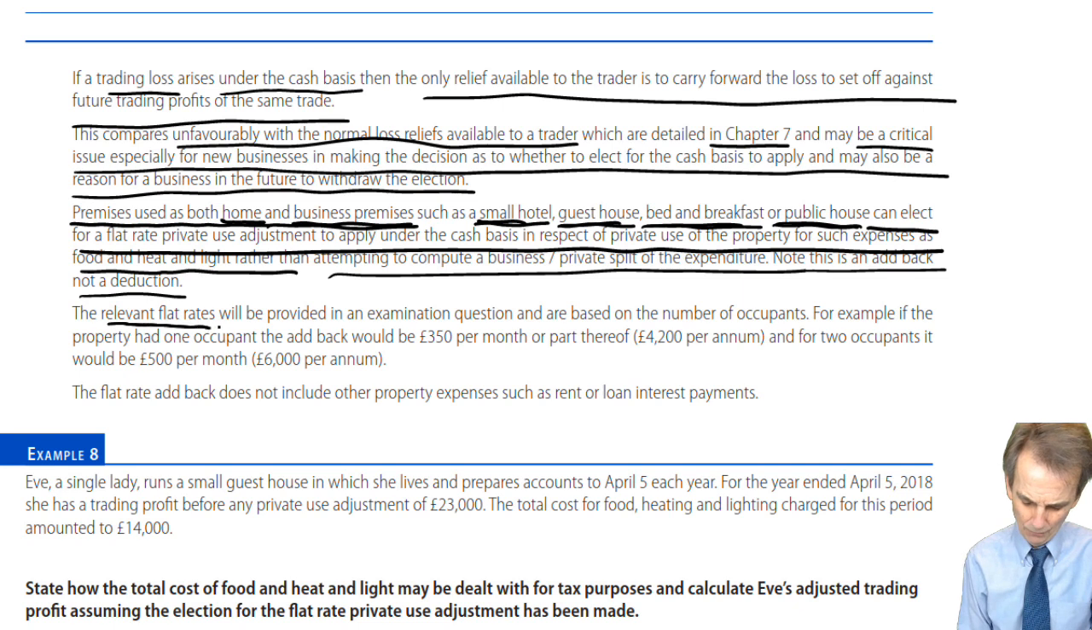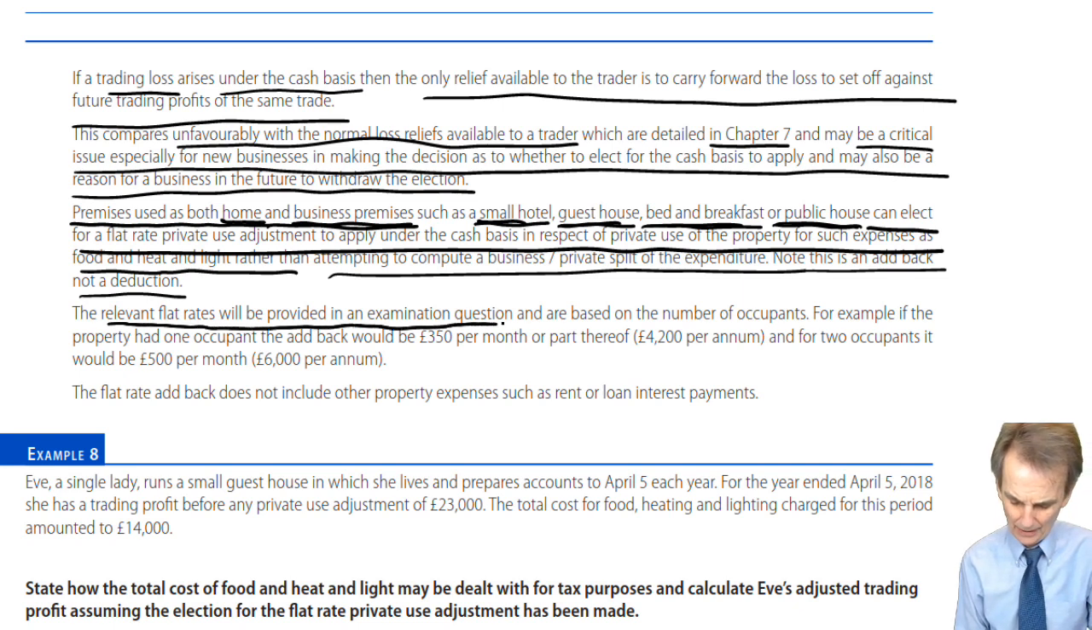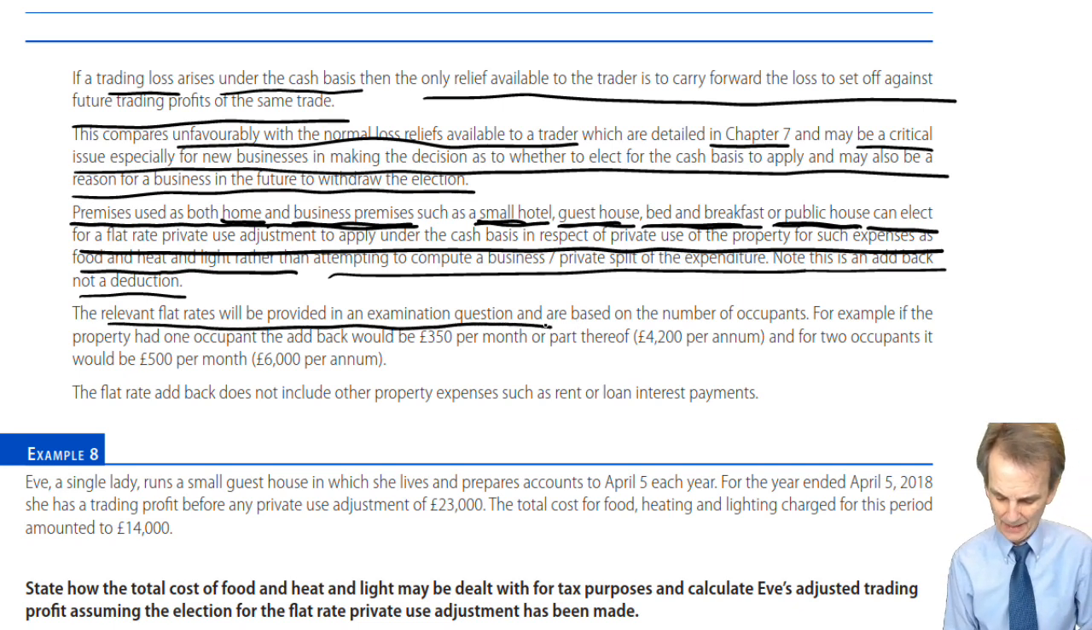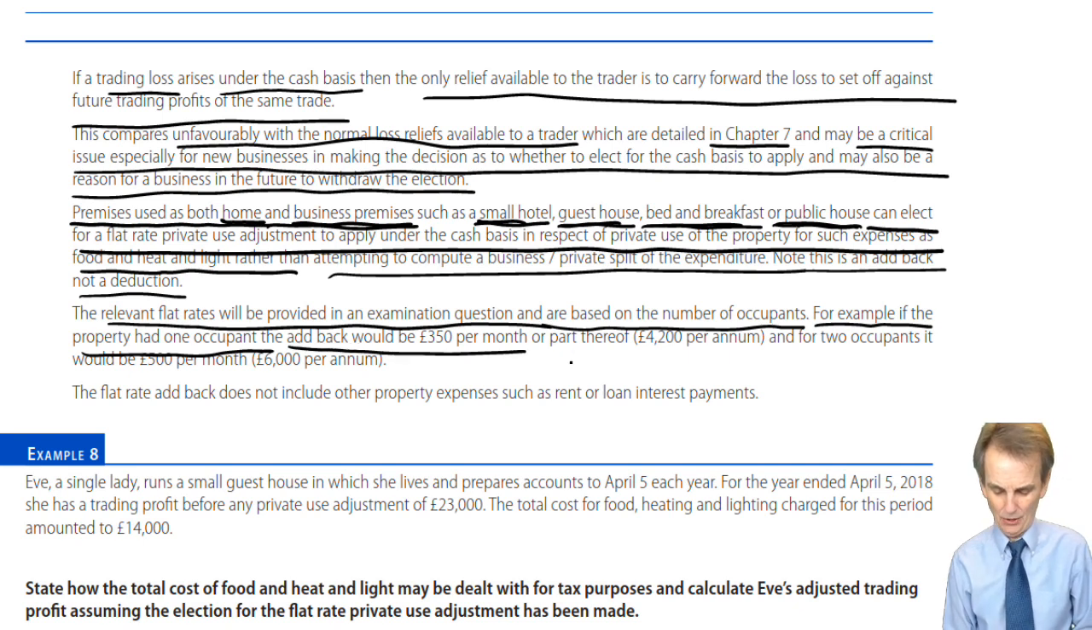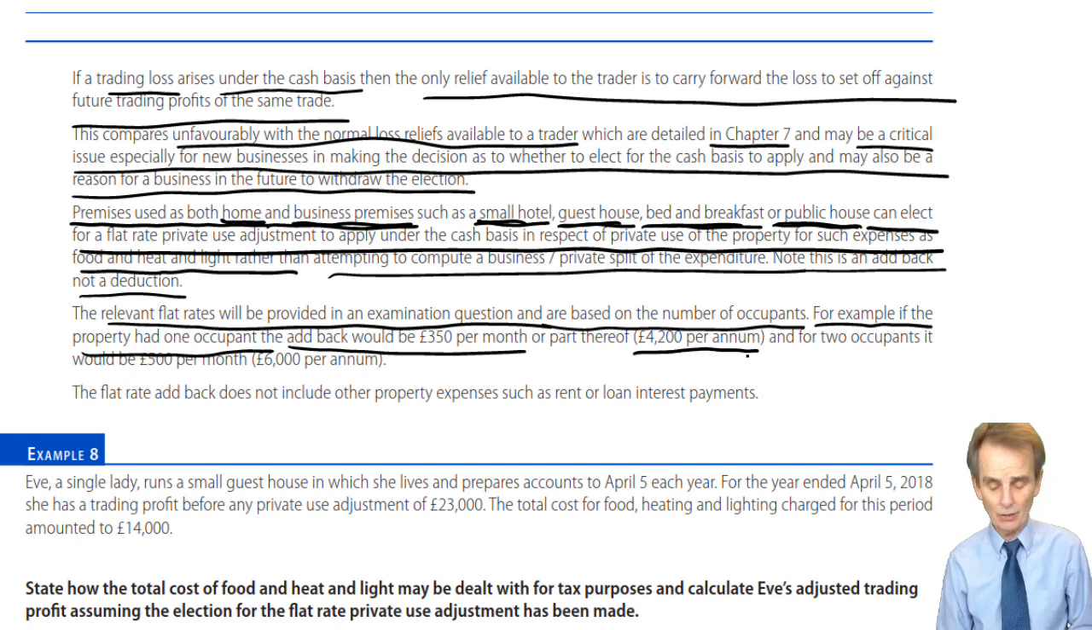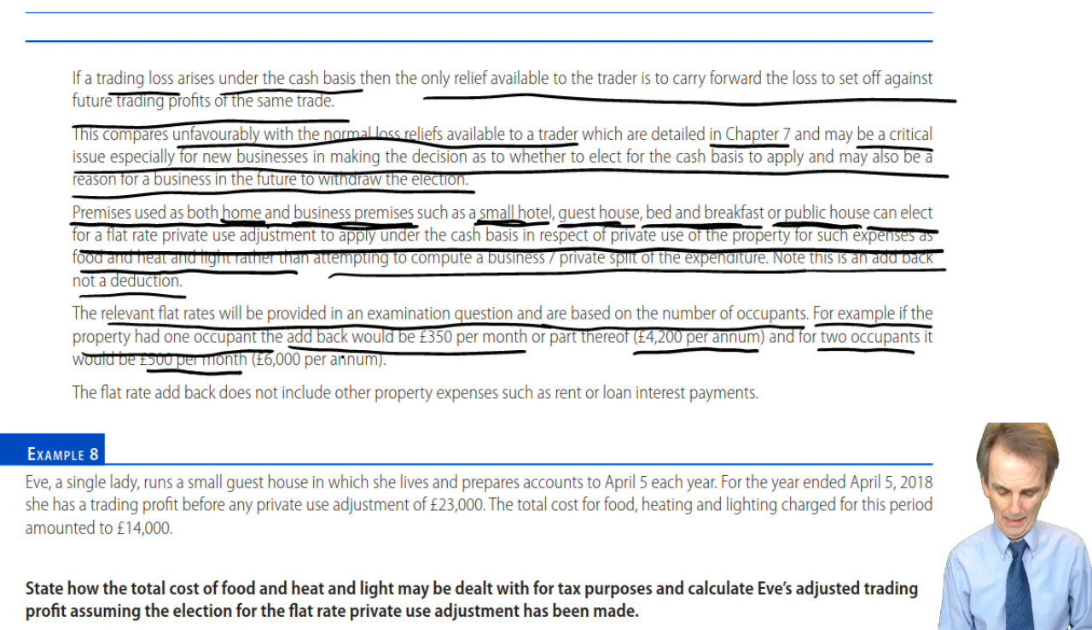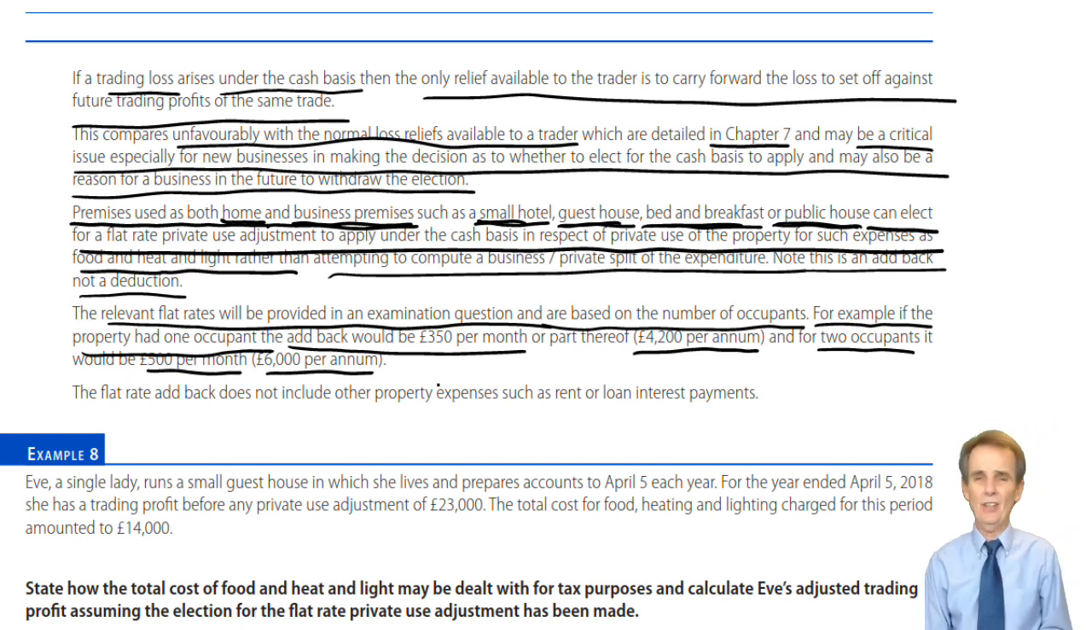Now, the relevant flat rates will be, of course, provided in any examination question, and they are based on the number of occupants of the property. For example, if the property had one occupant, a single person running their business, the add back would be £350 per month or part thereof. So 12 times 350, that'll be an add back on an annual basis of £4,200. For two occupants, it would be £500 per month, so £6,000 a year. You don't have to worry about that.